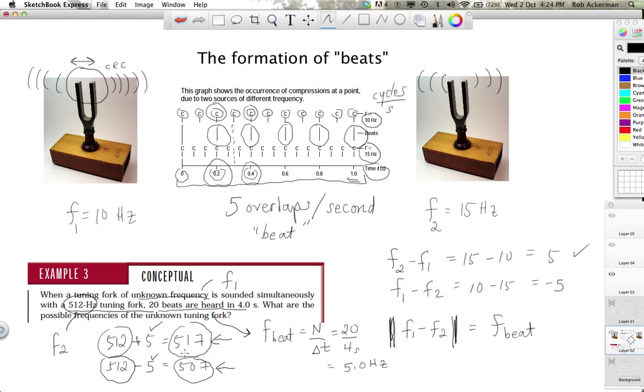If the unknown frequency is 517 and you gradually raise it up, it will get farther and farther away from 512. The beat frequency will increase. However, if the starting frequency of the unknown fork is 507 and you increase its frequency, it will get closer to 512 and the beat frequency will get less, it will diminish. So by just changing the frequency of the unknown fork slightly, you can figure out for sure whether it was the higher frequency or the lower when you solved the absolute value equation.